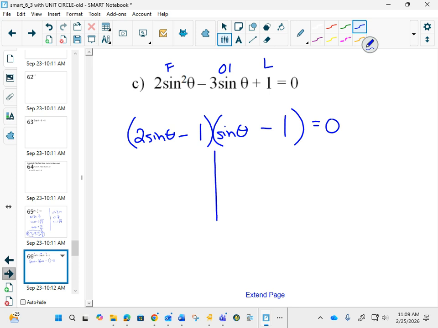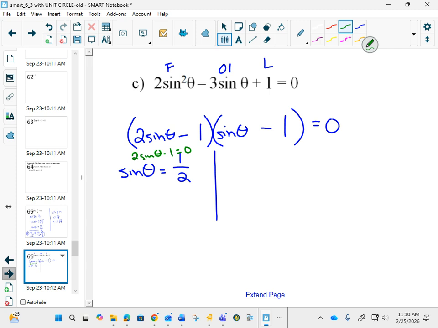Now, if this one was equal to 0, does it make sense that you could, technically, write this out? Because when you change something to factoring and it's equal to 0, either the first one equals 0 or the second one equals 0. And in green, if the first one's equal to 0, do you see that I move the 1 over and divide by 2, and I get sine theta equals 1/2.